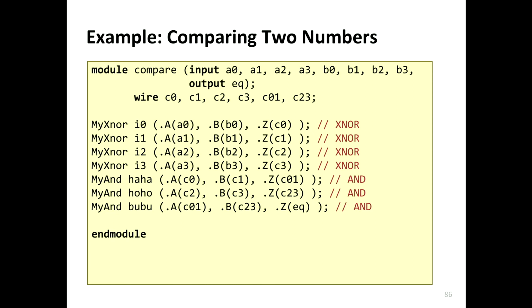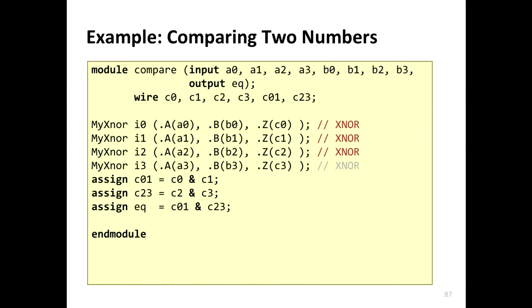So this is one way of achieving what you want. Another way is you don't have to write an AND module. You can simply instantiate the XNOR and directly use C01 equal to C0 and C1. What that basically means is that I have given this as C01 and this is C23, and that's it. So I didn't write any separate module for this one. I just simply assigned C01 to C0 ampersand C1, and you don't need to instantiate AND. There's another way of doing it.